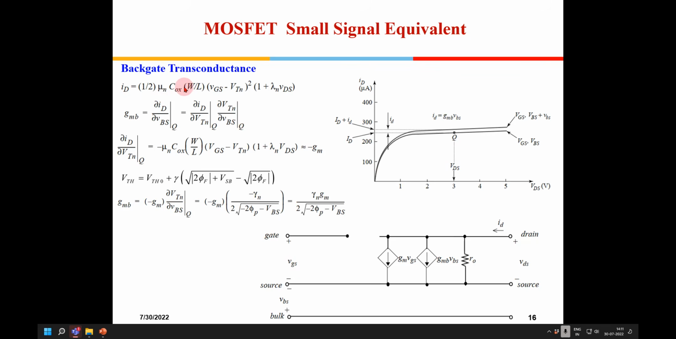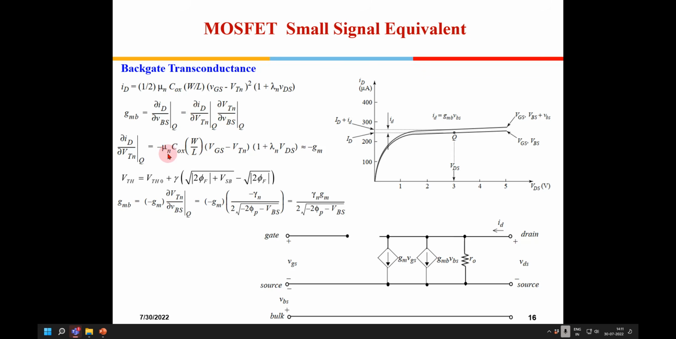Now the same thing, this is the equation there. Now I have to find this. We said that by changing the bias voltage, the threshold voltage changes. So what I am doing is finding dI_D divided by dV_BS, that is, dI_D divided by dV_TN and dV_TN divided by dV_BS. I am doing the differentiation in 2 parts.